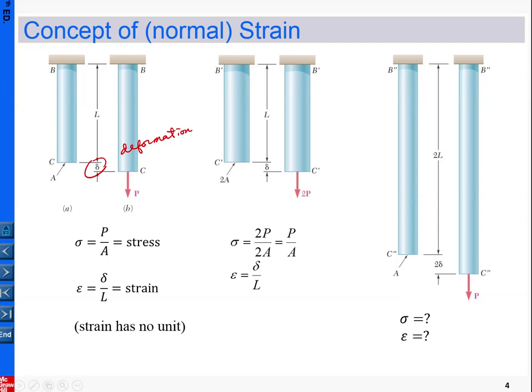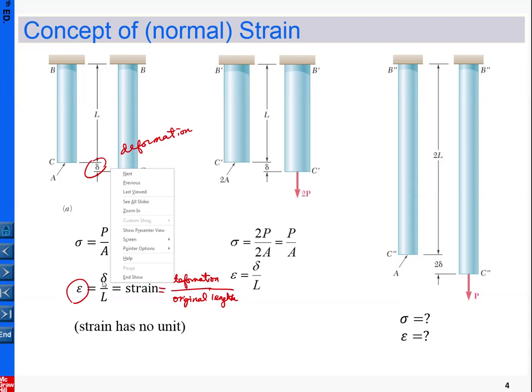Basically, for strain we use the notation epsilon, and epsilon, the strain, is defined as the deformation divided by the original length or original dimensions of the material model. So for this case, the deformation is delta here, and the original length we measure is L. So that determines the strain. And strain has no unit. For example, this is in length unit, this is in length unit, so basically there is no unit here.